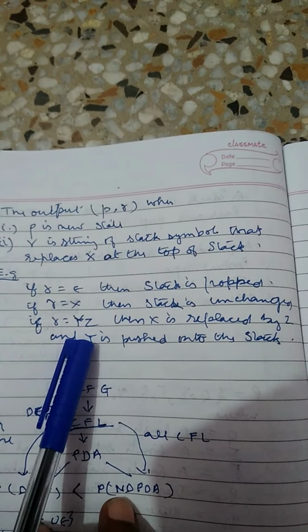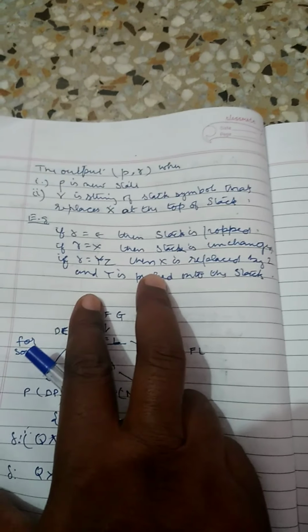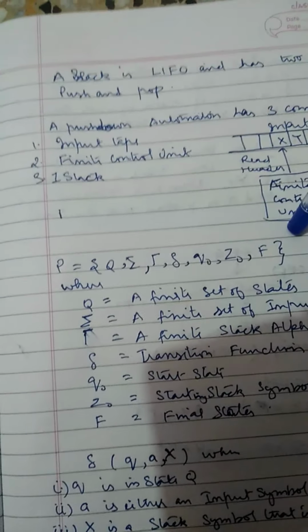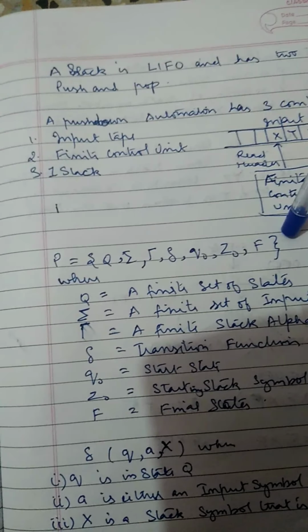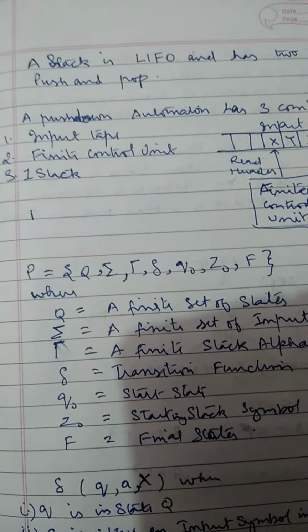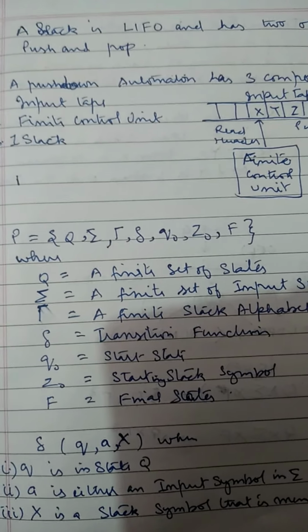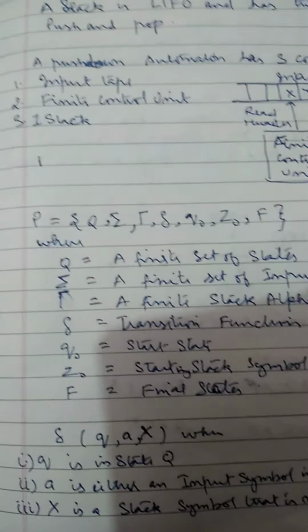This is about the transition function. I think the transition function will be clear to you. So these are the seven tuples, and these components of the push-down automata make it complete. This is the definition of push-down automata. Okay, thank you very much.